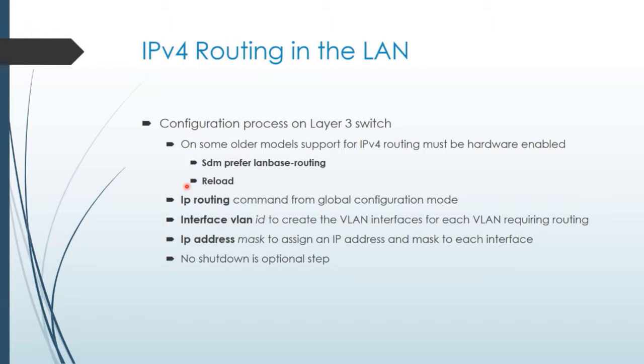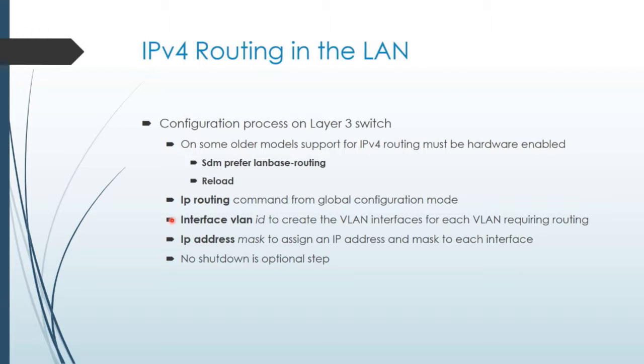So you type reload. Once the switch comes back up, then you're going to have the IP routing command from global configuration mode that becomes available to you, and you type that command in to turn on the layer 3 functionality. The next command would be the interface command with a VLAN and an ID. All right, what that does is it creates those virtual VLAN interfaces for each VLAN that we require routing on.